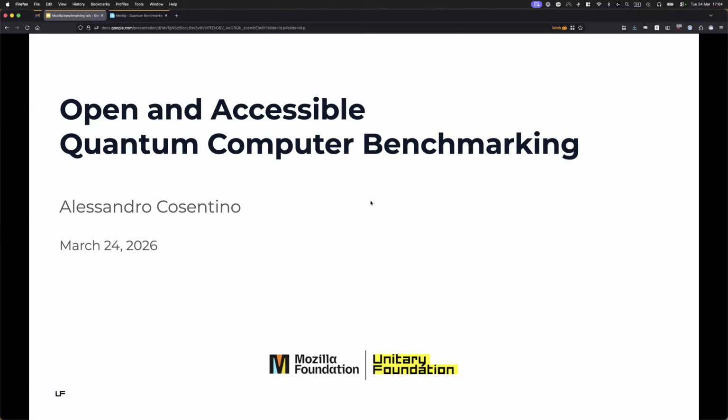Looks good. Yep, cool. So what I want to talk about today is part of this collaboration between the Mozilla Foundation and Unitary Foundation. I want to talk about why we believe that quantum computer benchmarking should be open and accessible.